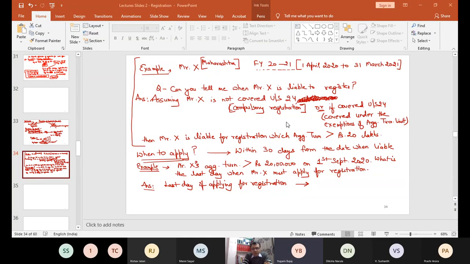Any other answer? So Shreya, 30 September. Sushant, you are saying 30th September. No, so one answer is 29th, another answer is 30th. Any other answer?